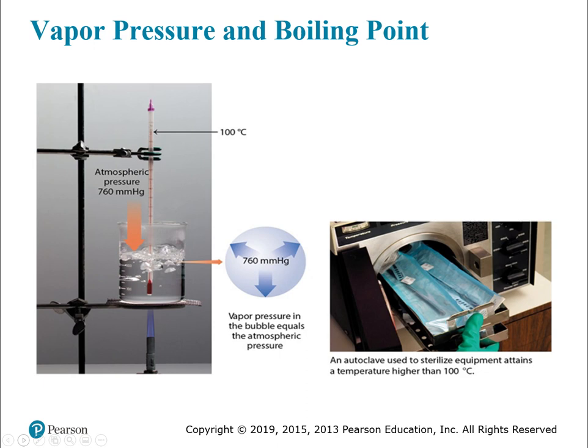What we're looking at in these images, the one on the left, we're looking at boiling water. It's 100 degrees Celsius. It's an open container. So we know that the atmospheric pressure that's pushing down on the water is 760 millimeters of mercury, same as 1 atmosphere.